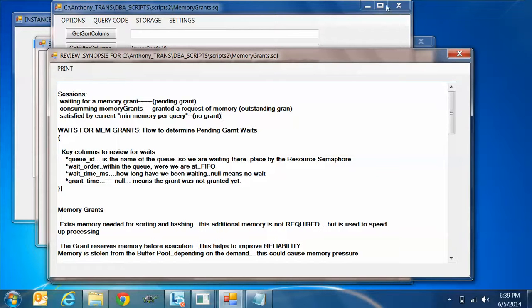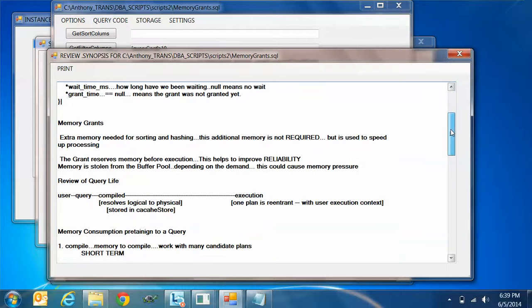grant in a queue. Now, a quick definition of memory grants: it's the extra memory needed for sorting and hashing, and this extra memory is not required, but is used to speed up processing. The grant reserves memory before execution, and this helps to improve reliability of the system, reliability of the flow of the processing. And as always, memory is stolen, and actually the buffer frames are stolen from the buffer pool and given to the memory grants, on demand. And this can cause memory pressure. In our case, it probably causes internal memory pressure.